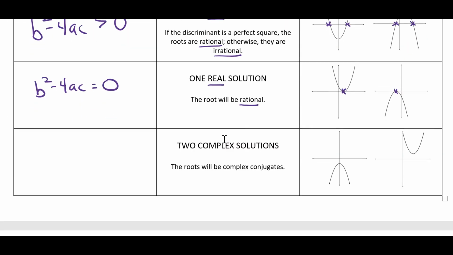Okay, and then finally, when we get our complex solutions, this is when our value underneath the radical is negative. So when b squared minus 4ac is less than 0. And they're always going to end up being our complex conjugates.